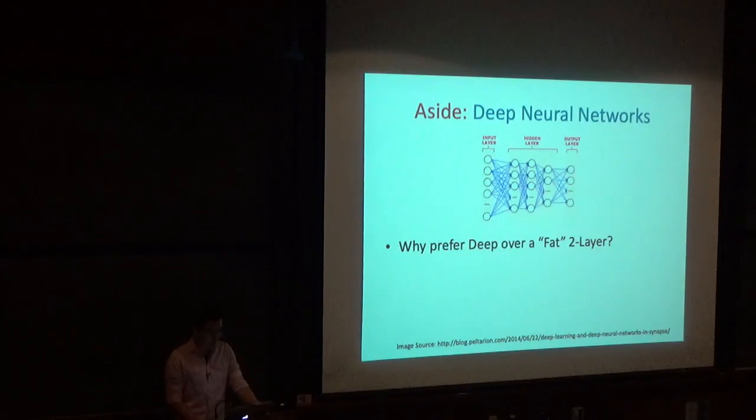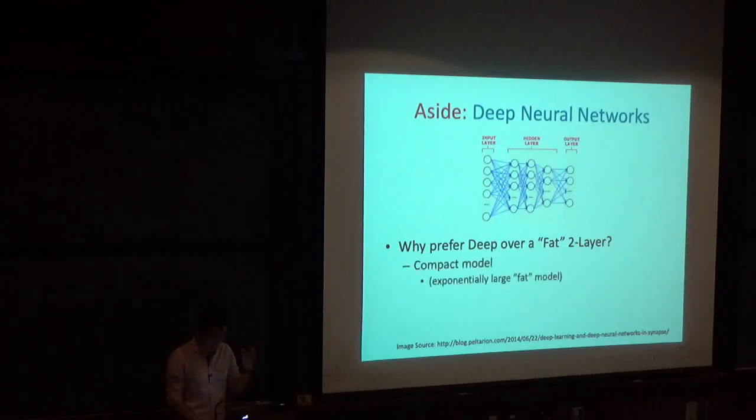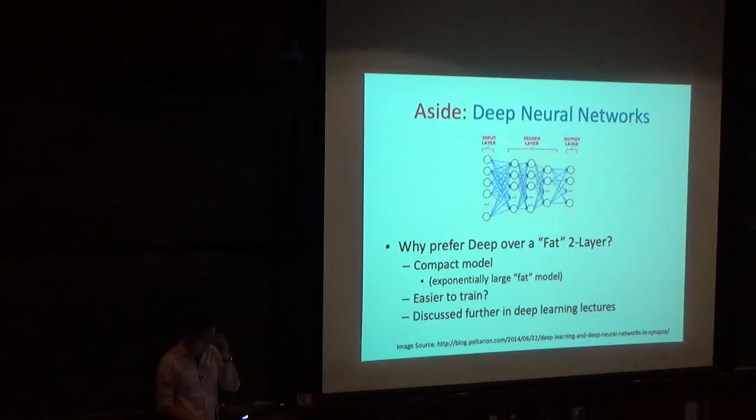One might want to prefer deep neural nets over two-layer neural nets with many hidden units in the hidden layer. There are a few different arguments. One is that often for the same accuracy, you get a much more compact model. If you've taken circuits or circuit design, you know that deeper circuits are more expressive than shallow fat circuits. Neural nets, in some sense, have many analogies to circuits, with inputs and AND and OR gates and so on. Sometimes they're actually easier to train, believe it or not. And we'll discuss all these things more in the deep learning lectures.